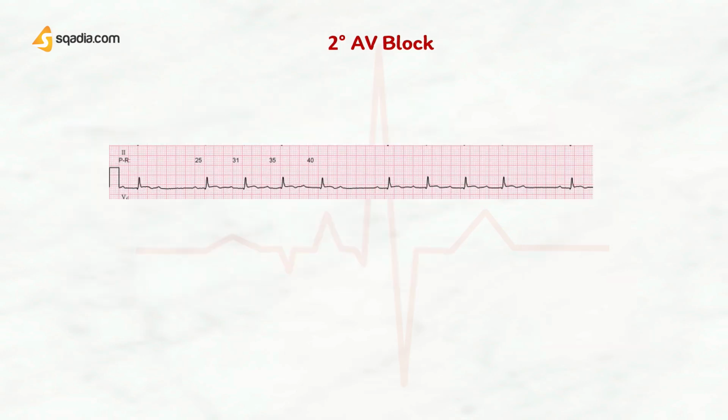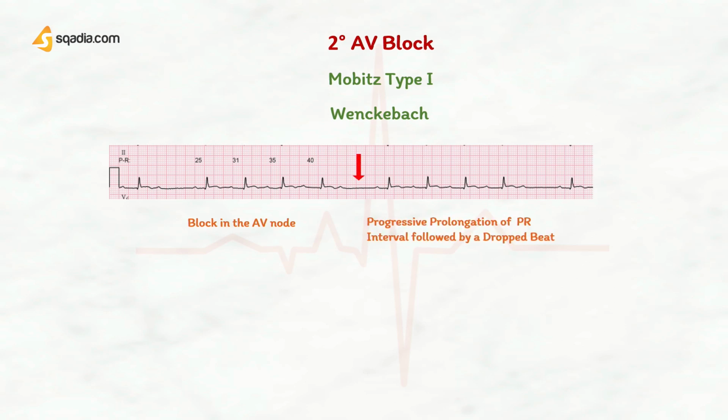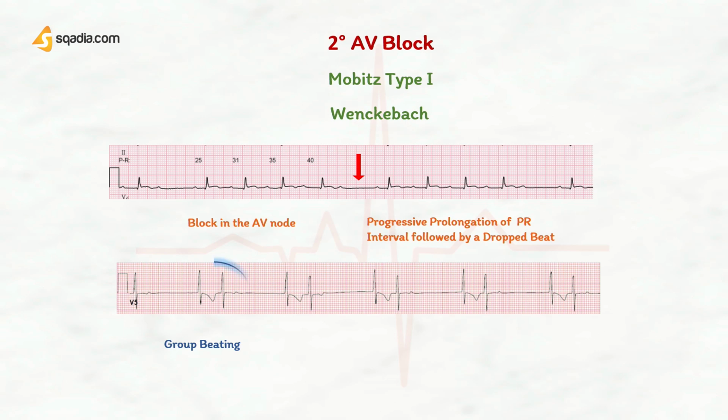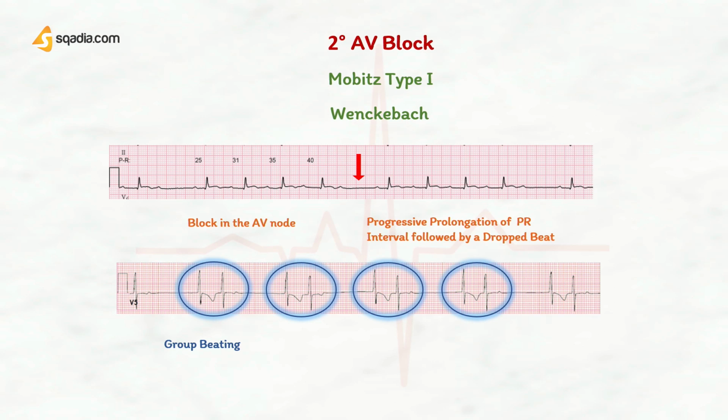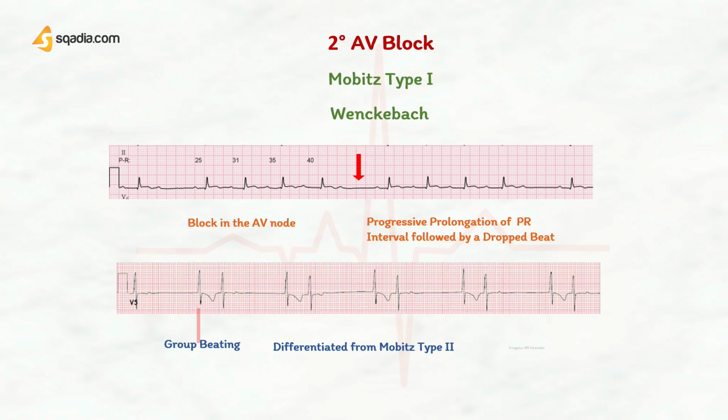The second-degree heart block, type 2, is where some P waves are conducted and some are not. In Mobitz type 1 or Wenckebach phenomenon, the location of the block is in the AV node, like in the first-degree AV block. But the hallmark is progressive PR prolongation followed by a dropped beat. There's also a feature called grouped beating, where you see QRS complexes closer together, and this differentiates a type 2 AV block from complete heart block. Another feature is that the RR intervals are not regular.